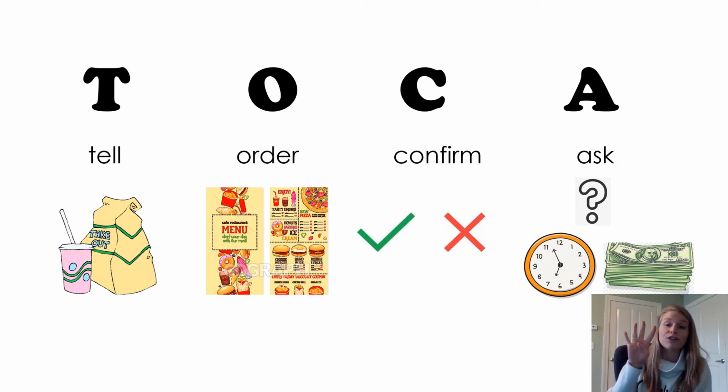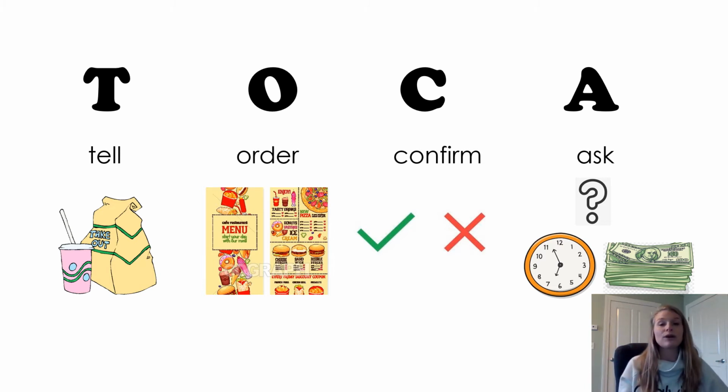Your fourth job, your last job, is to ask. You're going to ask a question. If they don't tell you on the phone when your food will be delivered or when it is time for you to pick it up, you need to ask that question. There's also a concern about money. You're going to need to ask a question of how much money will that cost if they don't tell you.